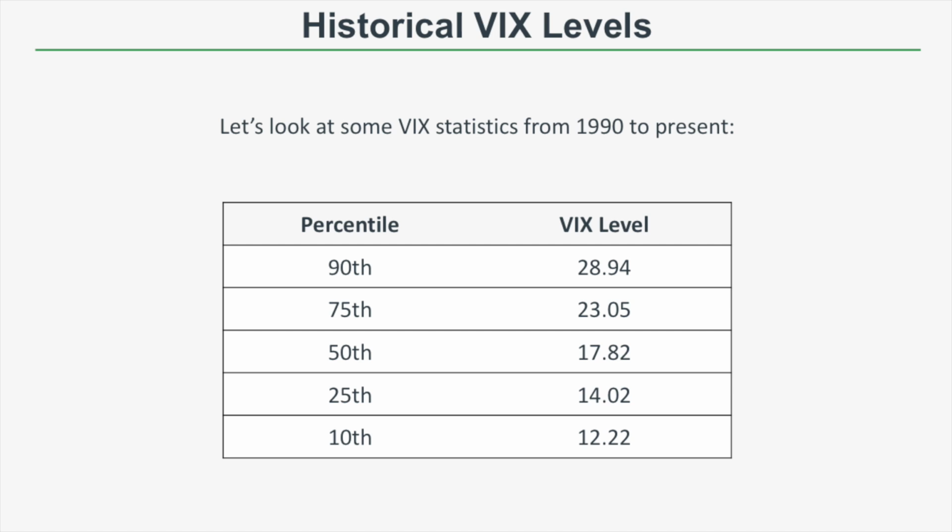Here we have the different percentiles for the VIX Index values since 1990. A percentile just shows the percentage of the time that the VIX Index was below a certain price. So the 90th percentile of 28.94 means that 90% of the time the VIX Index was below 28.94. Now if we go on the other side, the 10th percentile is 12.22, which means 10% of the time the VIX Index is below 12.22, which means 90% of the time it's above 12.22. Now the 50th percentile is 17.82, which means half the time the VIX Index is above 17.82 and half the time the VIX Index is below 17.82. So that 17.82 number is kind of the middle ground for VIX Index values since 1990.